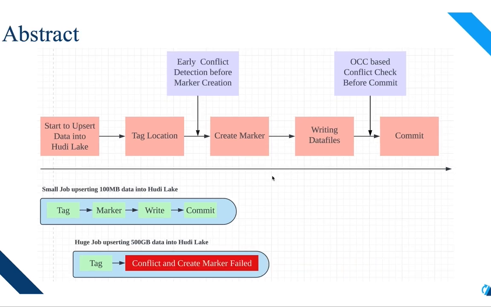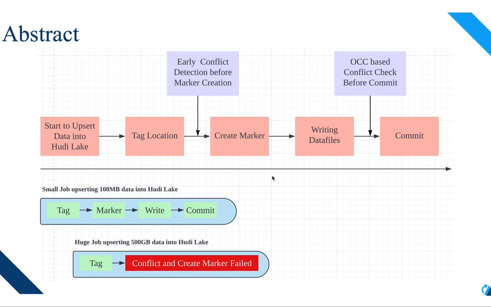Fortunately, Hudi currently has 2 important features, which are marker and heartbeat. A marker can track all the files that are part of an active writer, and heartbeat can track all active writers to a Hudi table. So based on marker and heartbeat, this RFC proposed a new conflict detection feature, which is named early conflict detection.